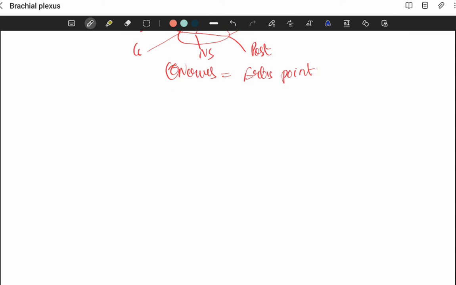Lesions of brachial plexus. Mainly if these nerves are affected, the muscles that are connected to those nerves will also be affected, right? So there are two main paralyses that we should learn: Erb's paralysis and Klumpke's paralysis. Let's talk about Erb's paralysis.